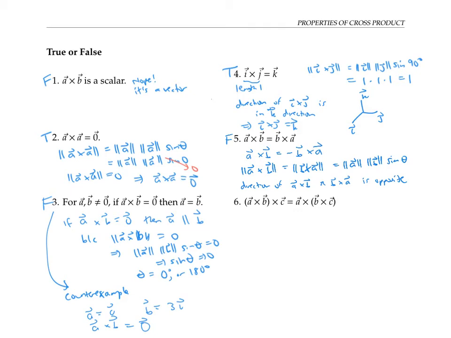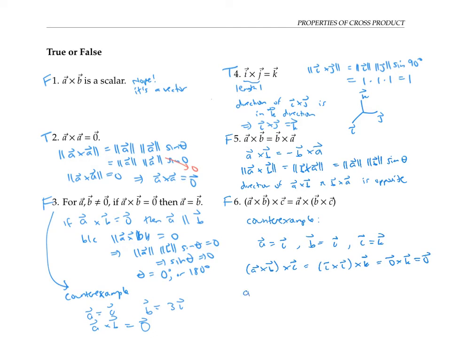This last property might be the trickiest to think about. It turns out this is also false. Here's a counterexample. Let's let the vector A be i, B be i also, and C be k. Then A cross B, quantity crossed with C, is going to be i crossed with k. Well, that's just going to be the 0 vector crossed with k, which is the 0 vector.